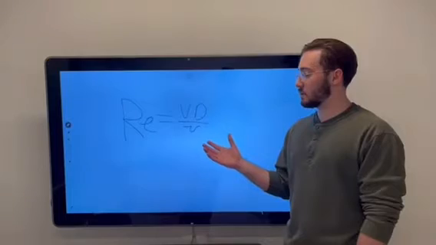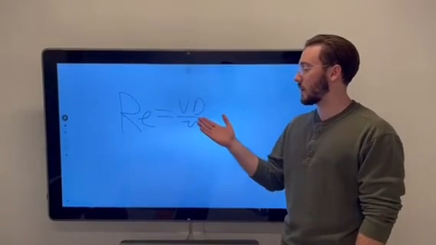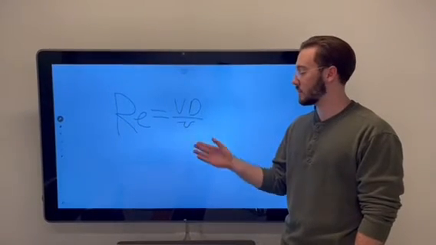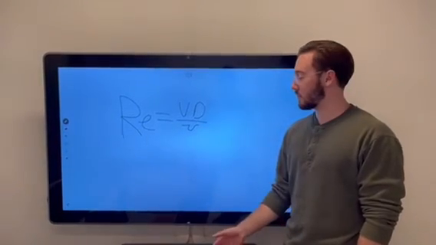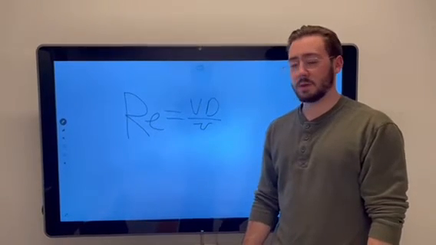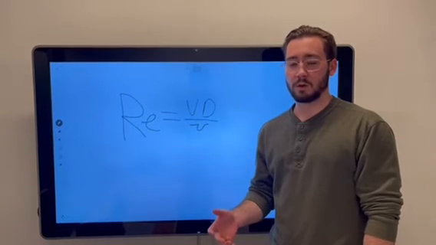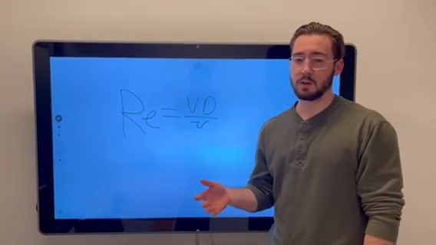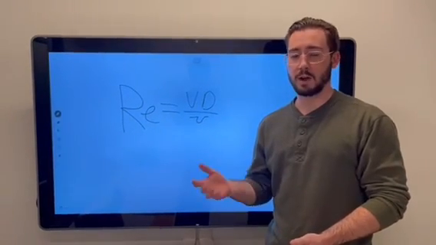This is how you would find Reynolds number. You take the velocity multiplied by the diameter over the kinematic viscosity, and the kinematic viscosity is the ratio of the dynamic viscosity to the density. To figure out if it's laminar or turbulent flow, normally when it's below 2100, it's laminar, and when it's above 10,000, it's turbulent. In between is a transition phase where it's both laminar and turbulent.